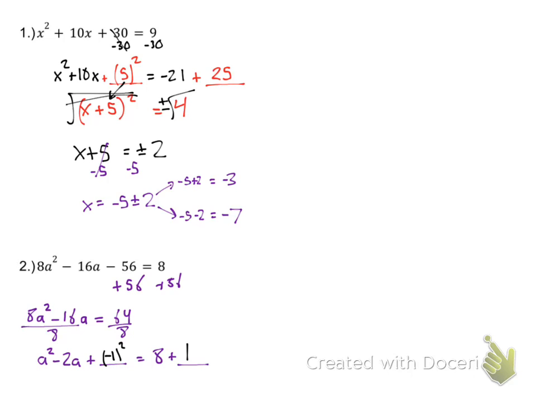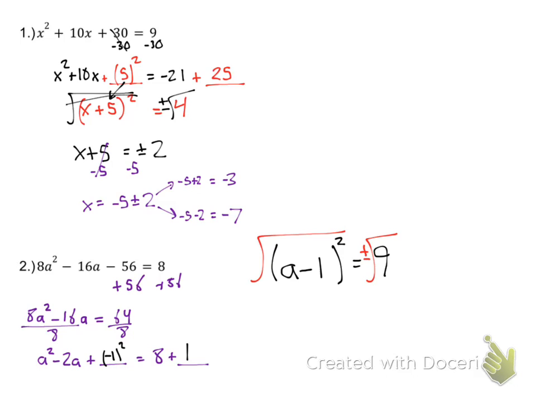The left-hand side will become what? 9. Left-hand side, not right-hand. A plus 1 squared. It's not a plus 1. It's minus 1 because the value inside the parentheses here was negative. Squared equals 9. Then I'm going to do what? Square root. Don't forget plus or minus 9.